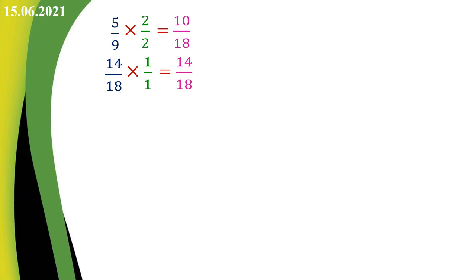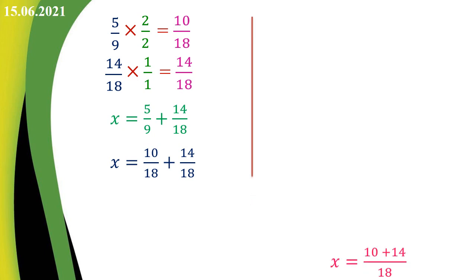The first rational number 5 by 9, on multiplying by 2, 5 2s are 10, 9 2s are 18. We get 10 by 18. The second rational number is 14 by 18, on multiplying by 1, 14 ones are 14, 18 ones are 18. We get 14 by 18. Now substitute the values. x equal to 5 by 9 plus 14 by 18, x equal to 10 by 18 plus 14 by 18.